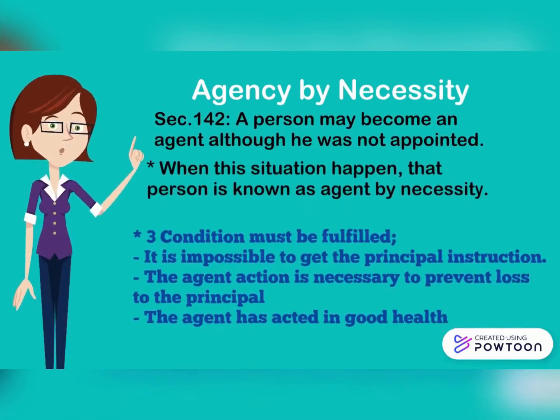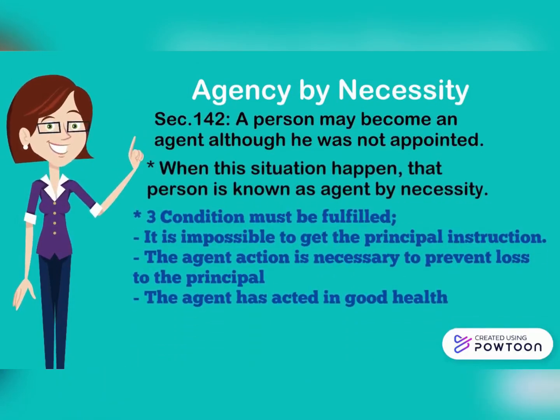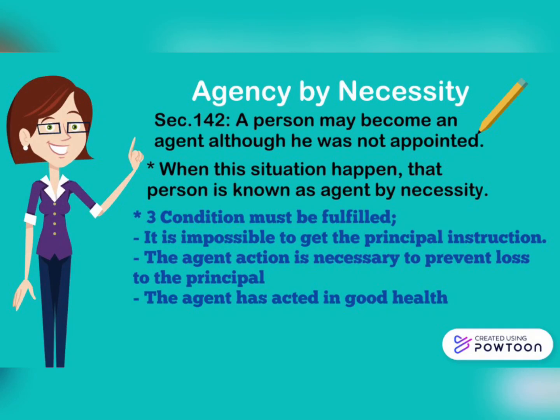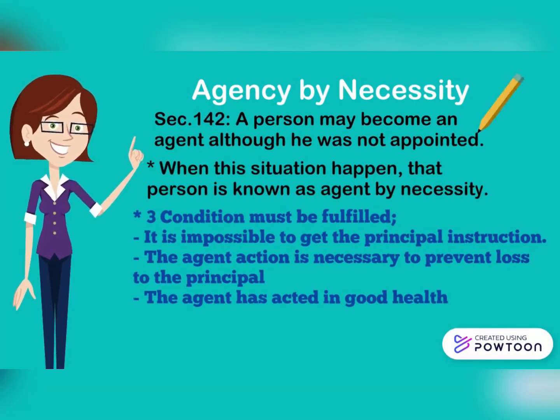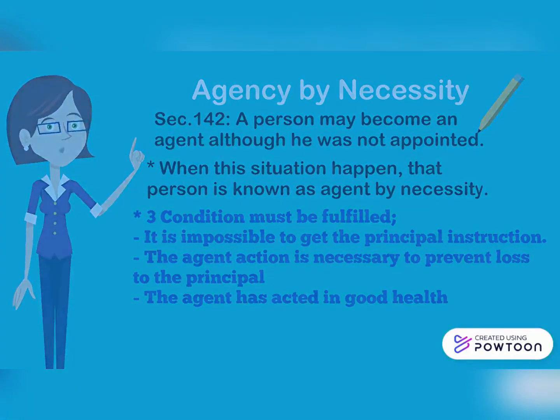Agency by necessity, Section 142. A person may become an agent although he was not appointed. When this situation happens, that person is known as the agent by necessity. Three conditions must be fulfilled. First, it is impossible to get the principal's instruction. Number 2, the agent's action is necessary to prevent loss to the principal. And the last is that the agent has acted in good faith.